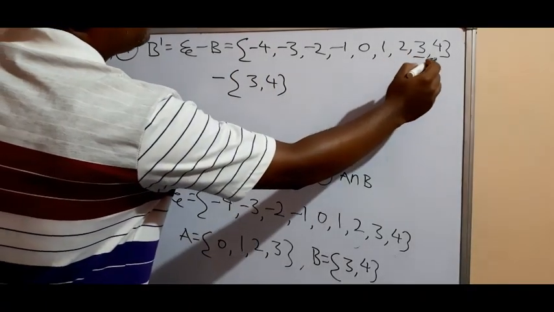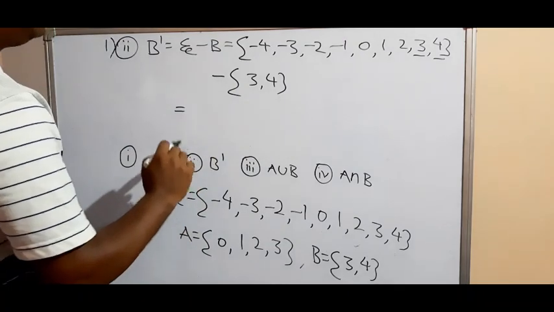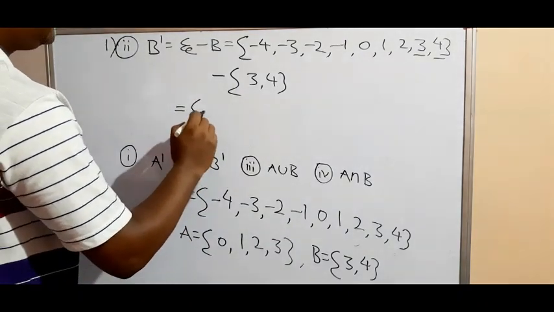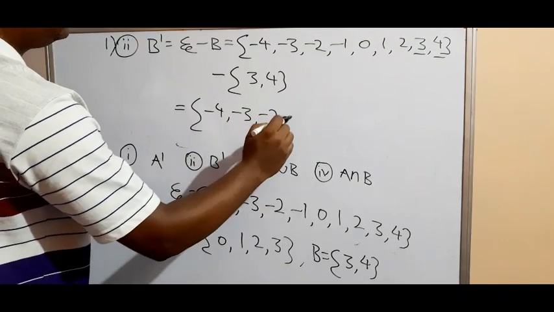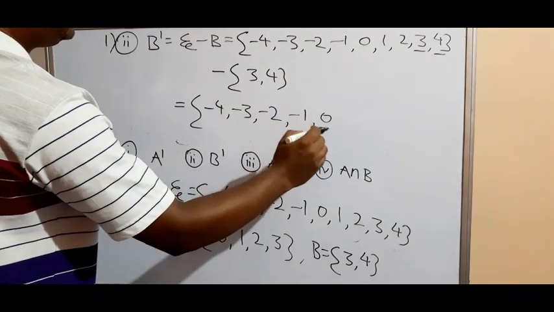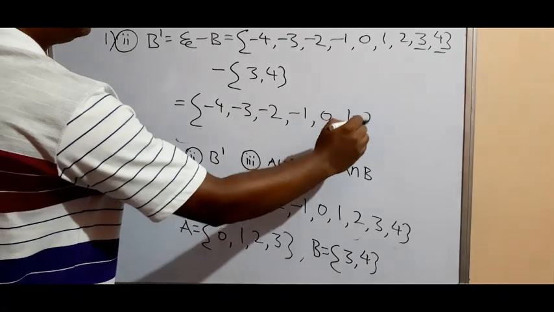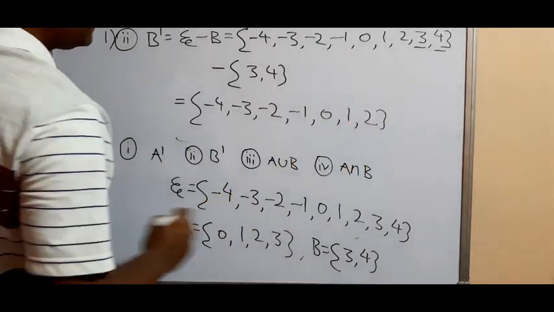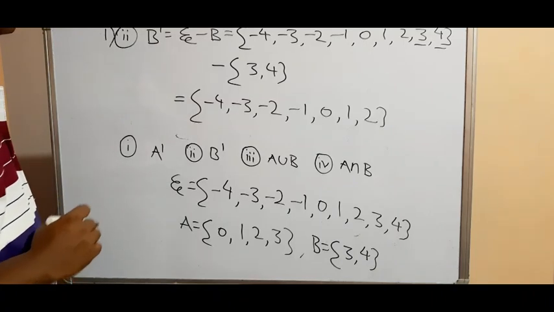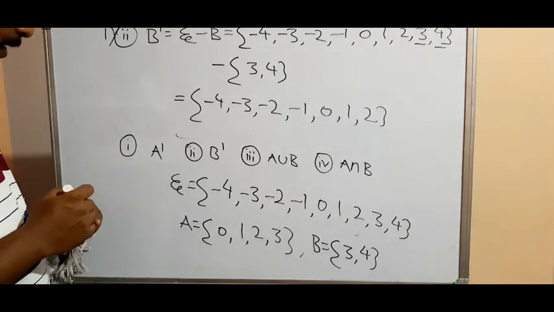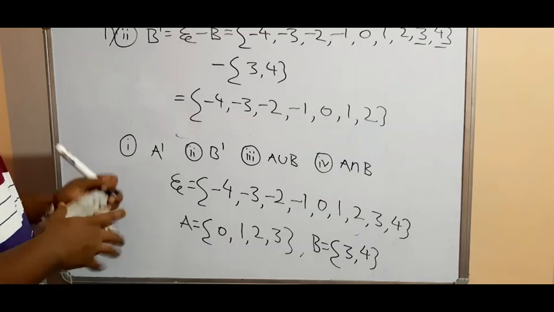3 is common, 4 is common. So these elements are gone. So what are the elements left? -4, -3, -2, -1, 0, 1, 2. Clear? So we got B dash, or complement of B. Understood? B dash. Now next, part 3, A union B.